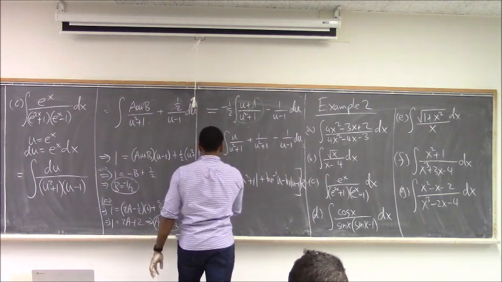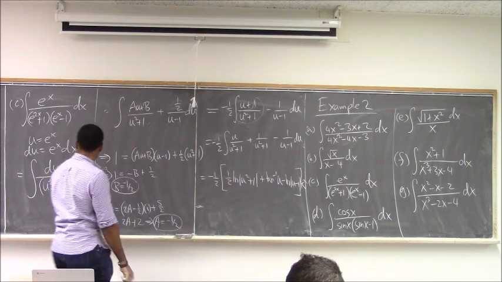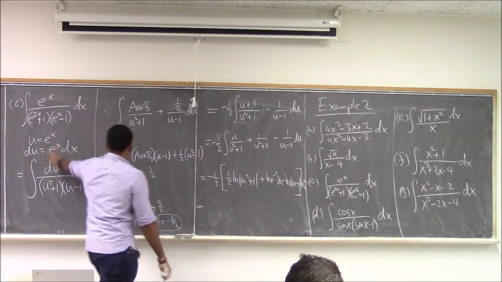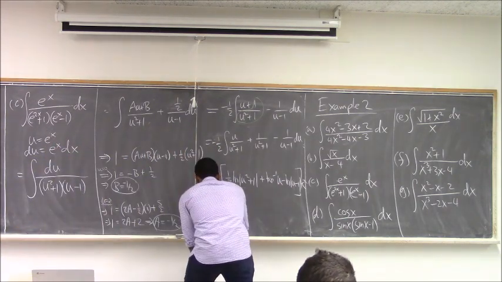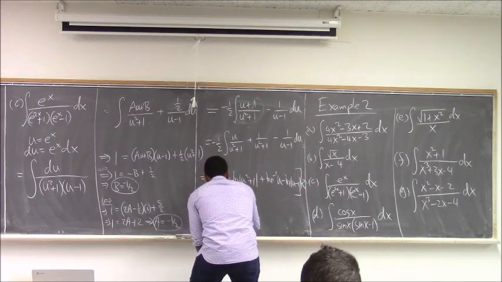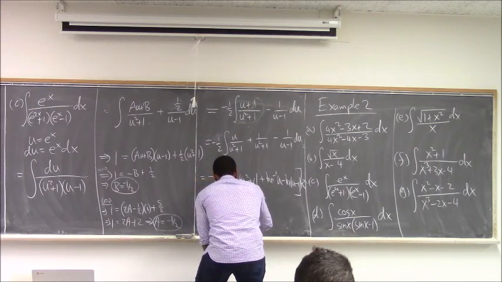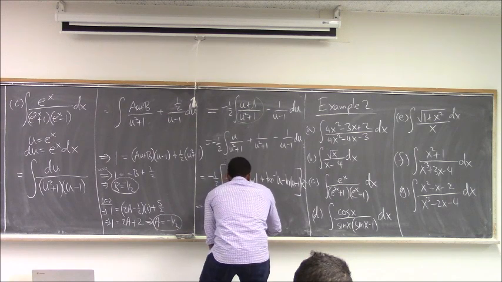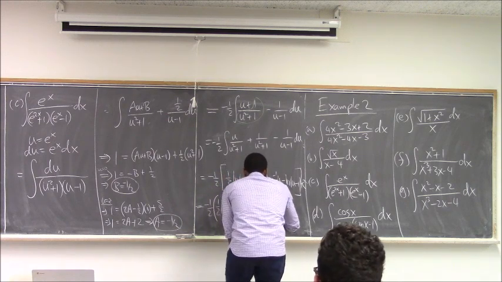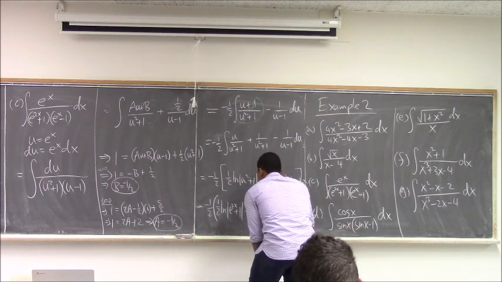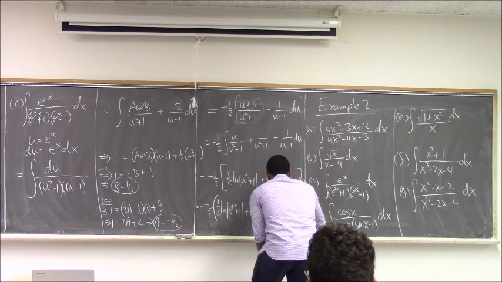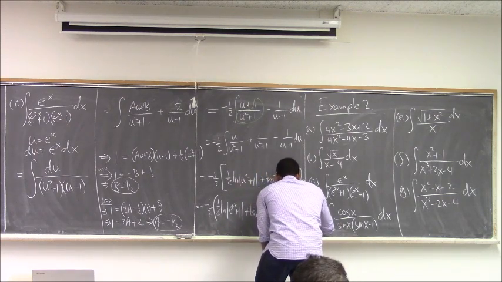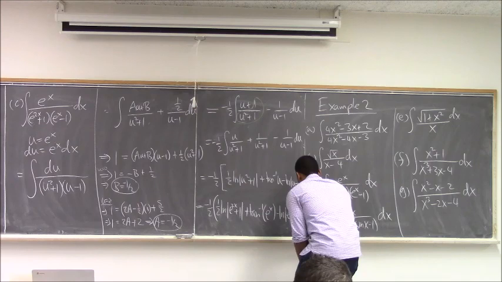Now I'm going to do my back substitution. What was my u originally? My u is e to the x. So this is minus 1/2 times 1/2 ln of e to the 2x plus 1 plus tan inverse of e to the x minus ln of e to the x minus 1 plus c.